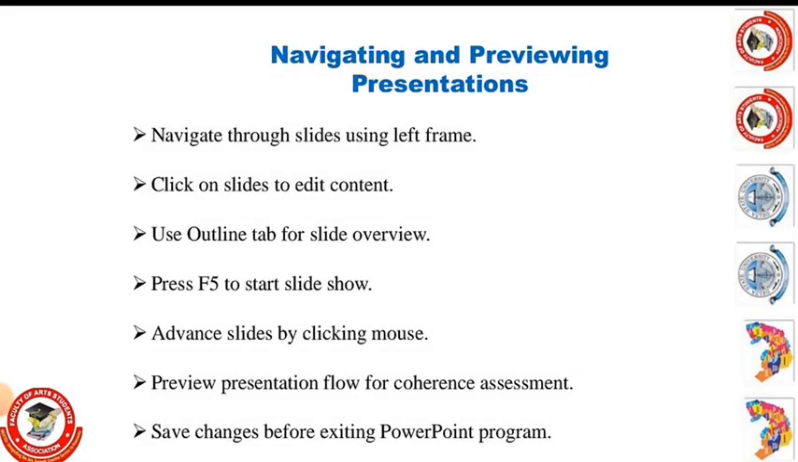Now we have done preparing your text, applying everything you want to apply. You want to navigate through, you want to preview your presentation, what it's going to look like. Now you can navigate through using the main frame as well. You can click on slides, the contents, that's okay. You can use the outline tab for slide overview, that's good. Other times you want to go with a shortcut, just your F5, you start the slideshow. And in Slide Show, you just click the slide you're going to show, and then you preview your presentation flow.